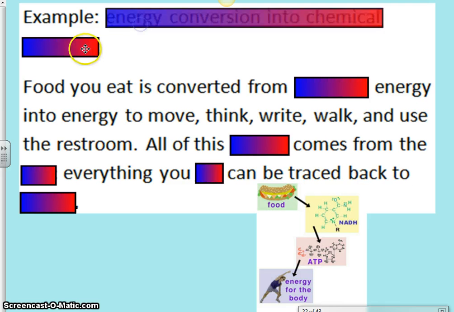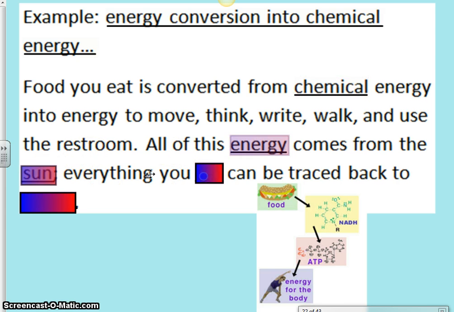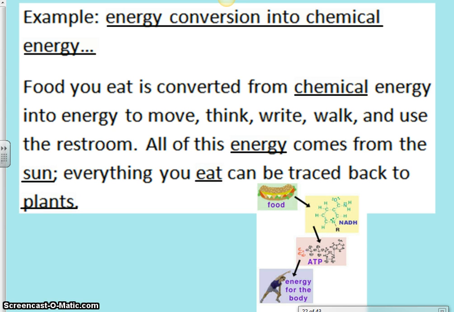An example of energy conversion would be the energy conversion into chemical energy. This is something that you do every day without even realizing it. Food you eat is converted from chemical energy into energy to move, think, write, walk, and even use the restroom. All of this energy comes from the sun. Everything you eat can be traced back to plants. The small picture on the right shows food going to our usable forms of energy, NADPH and ATP, and that energy is then used for the body to do work.